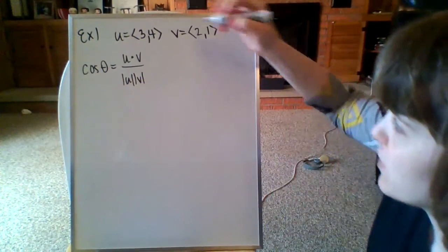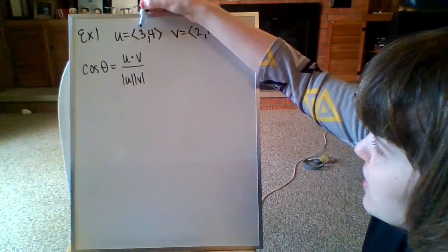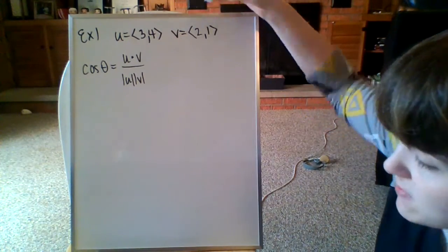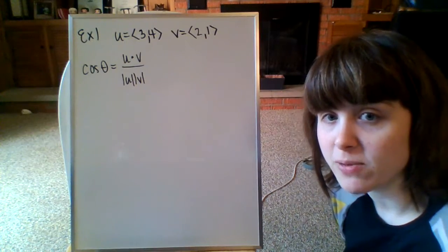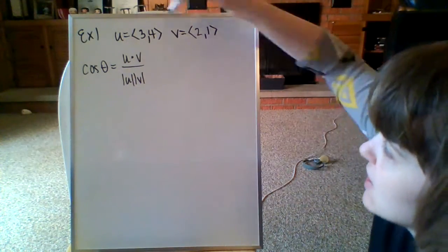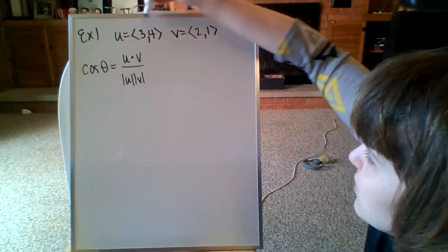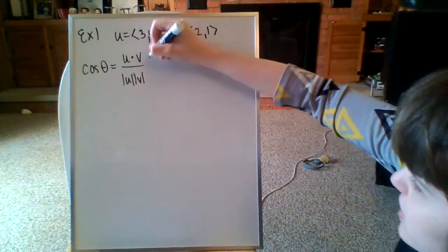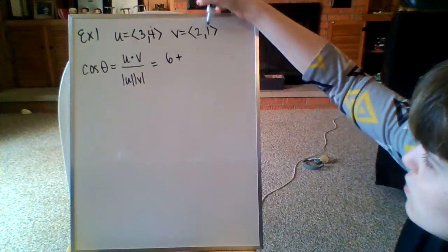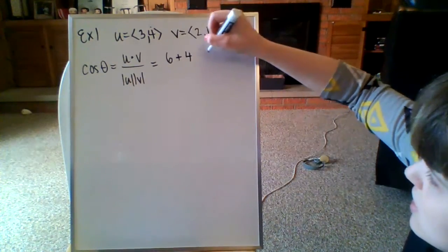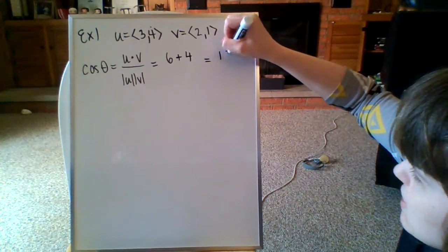First of all, we're going to find the dot product of u and v. I typed all this out on your notes, but I'm going to shorten it here when I explain it to you. So the dot product of u and v, we're going to have 3 times 2, which is 6, plus 4 times 1, which is 4. So that top part's going to equal 10.